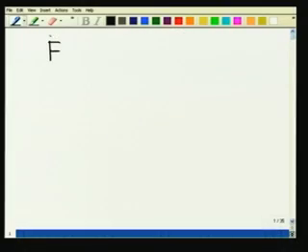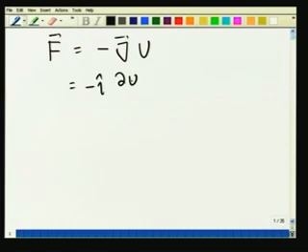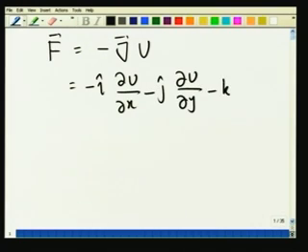Having defined the force, having obtained the force from the definition of gradient, which I wrote as minus i partial U partial x minus j partial of U with respect to y minus k partial of U with respect to z, I would like to give a word of caution.